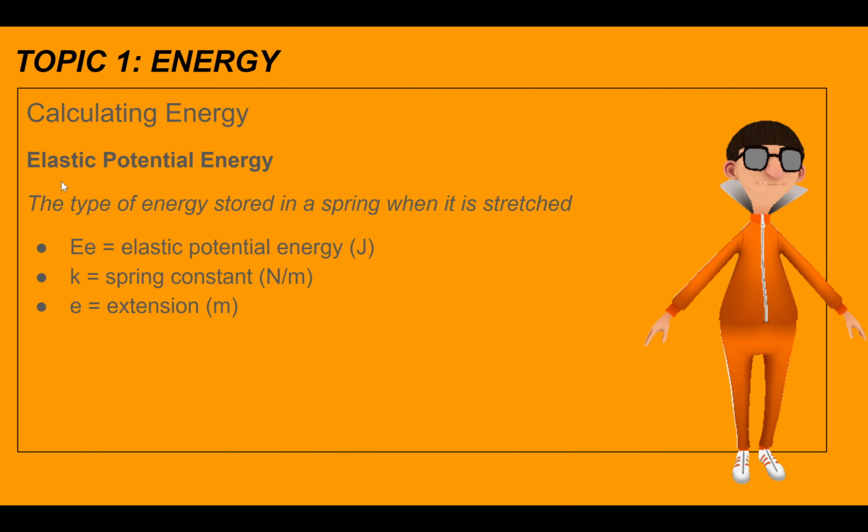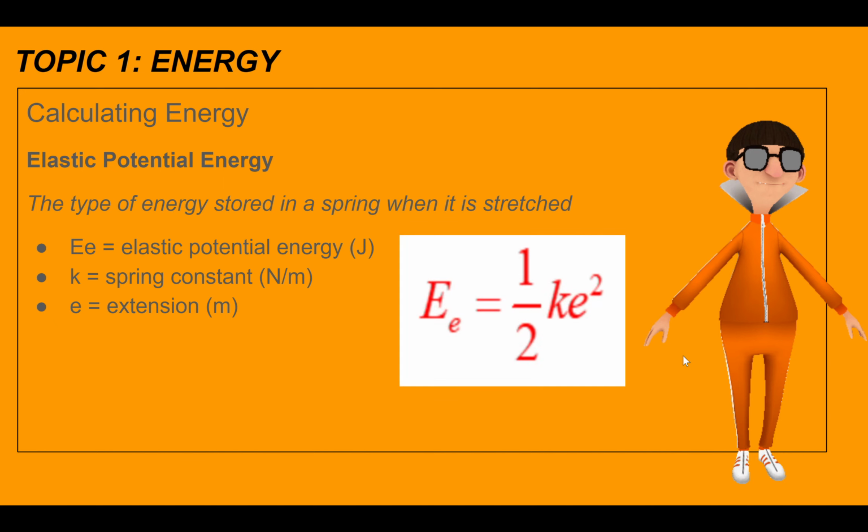Next up, we've got elastic potential energy, which is the type of energy stored in a spring when it is stretched. Here are the units: joules, newtons per meter, and meter extension. Can you guess how you arrange this? You have 2 seconds. 1, 2, gone. There it is. Elastic potential energy equals half times spring constant times extension squared. That is also useful to just know, even though it might be on your sheet.